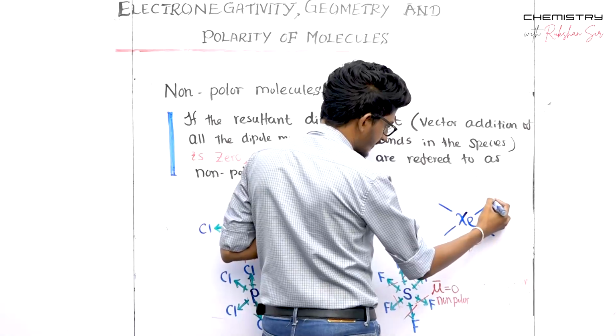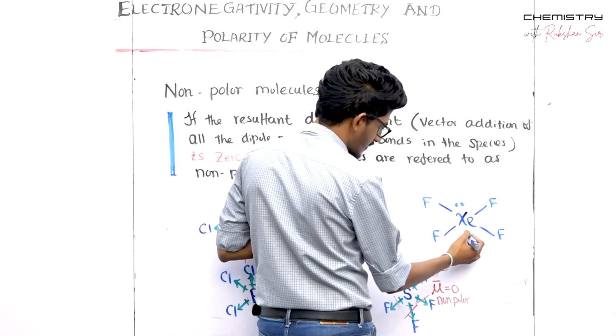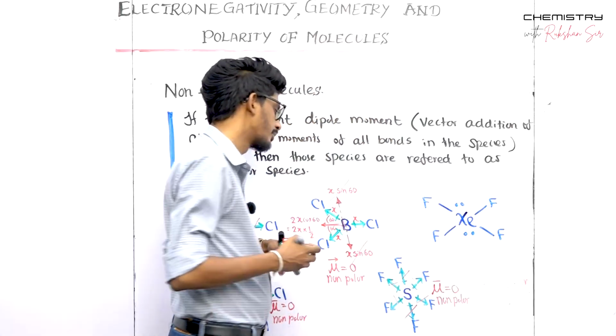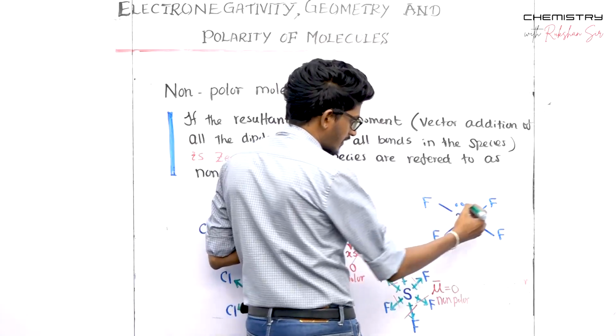Some square planar structure coming from the octahedral electron geometry. See, even this one is non-polar. Why is that?